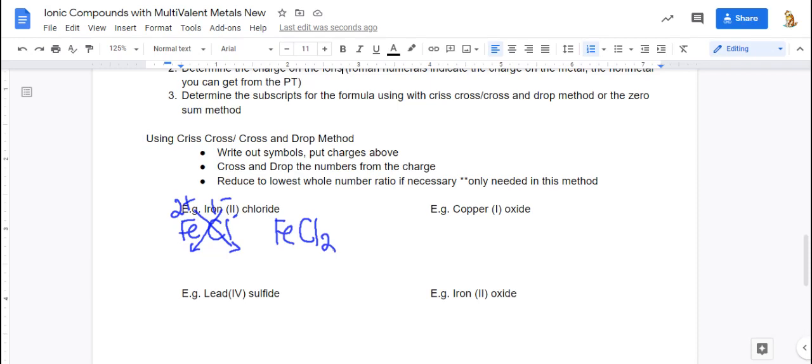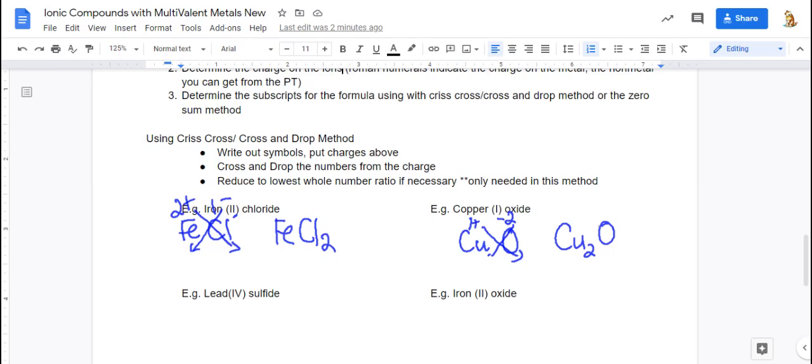Copper 1 oxide. So we've got copper with a 1 plus. That's what the 1 in Roman numerals indicates. We've got oxygen. It has a charge of -2. Cross and drop only the numbers, not the charges. And you get your subscripts. So the 2 now goes with the copper, and the 1 goes with the oxygen, but we don't need to write our 1s.